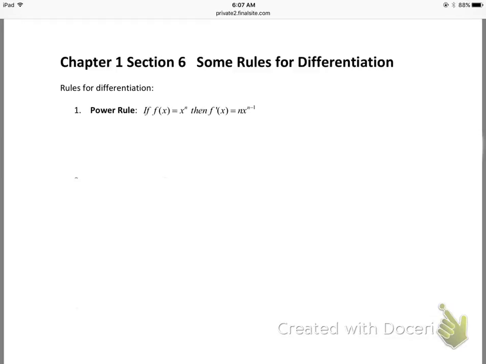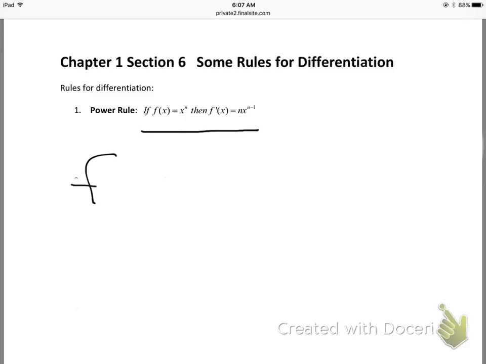Section 1.6 allows us to review some of the rules for differentiation that we've already learned. So let's look at the power rule. I have written here the power rule in what I like to call math-ese, so there's the math language format of it. Let's give ourselves a couple of examples.